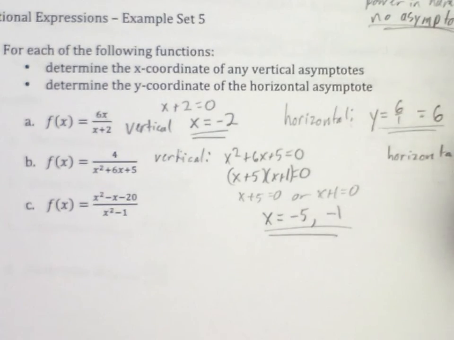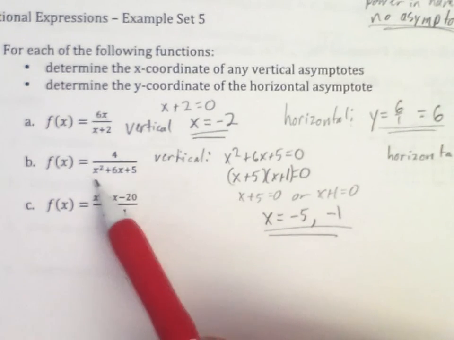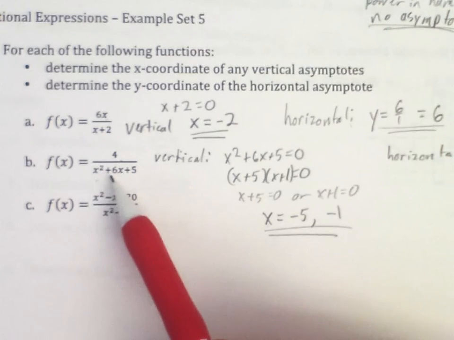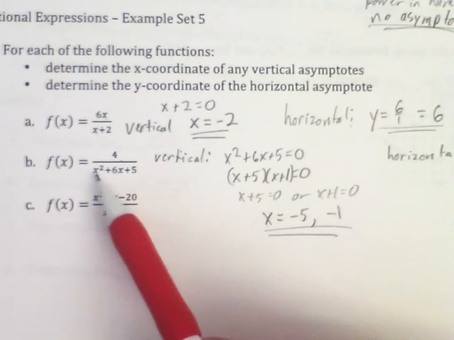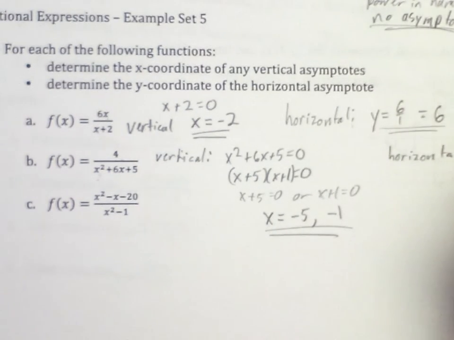For the horizontal, again, what I need to compare are the powers. And so this one has no power on it. This one has an x squared. So as we go to infinity or negative infinity, the bottom's going to really take over, and we're going to get y is equal to 0 as our horizontal asymptote.